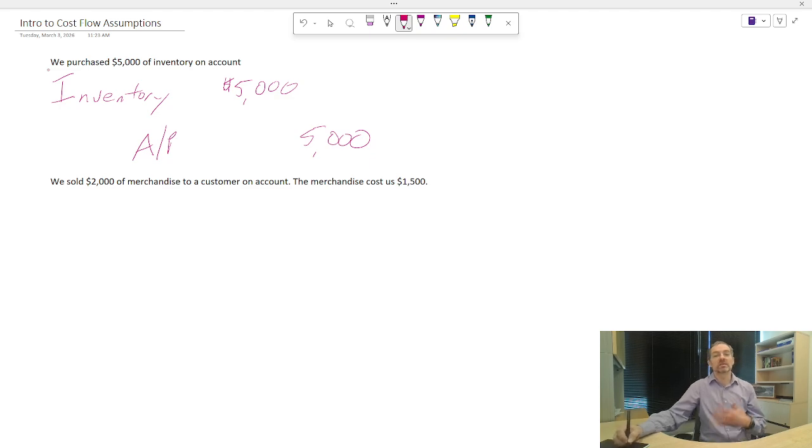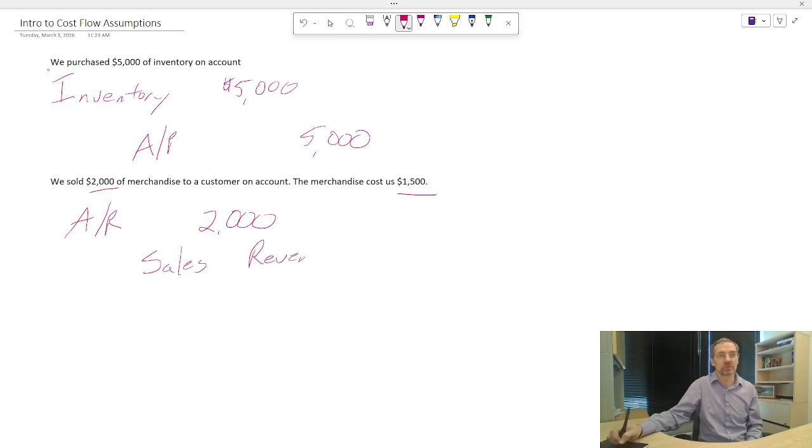And then we subsequently sell some of that merchandise to the customer for $2,000, and the merchandise cost us $1,500. As a review from journal entries we've done before, we have two journal entries. The first one is our interaction with the customer. We did work, and so we got some money from the customer. This one's on account, so we didn't actually get cash, but we are going to debit accounts receivable for $2,000 and credit sales revenue for $2,000.